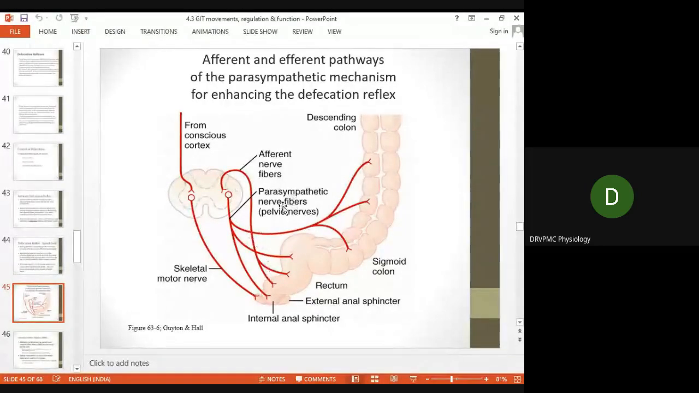The parasympathetic nerve fibers through the pelvic nerve are here. The afferent goes from the rectum towards the spinal cord, and this is the parasympathetic nerve fiber coming via the pelvic nerves, innervating the internal sphincter, the rectum, and the descending and sigmoid colon. And there is another pathway from the higher centers, from the conscious cortex to the skeletal motor nerves. This will relax the external anal sphincter if there is a favorable environment.